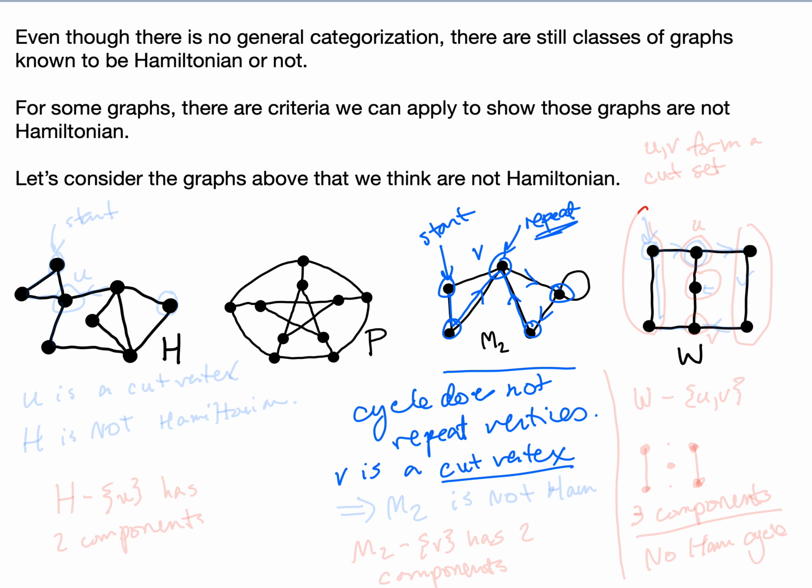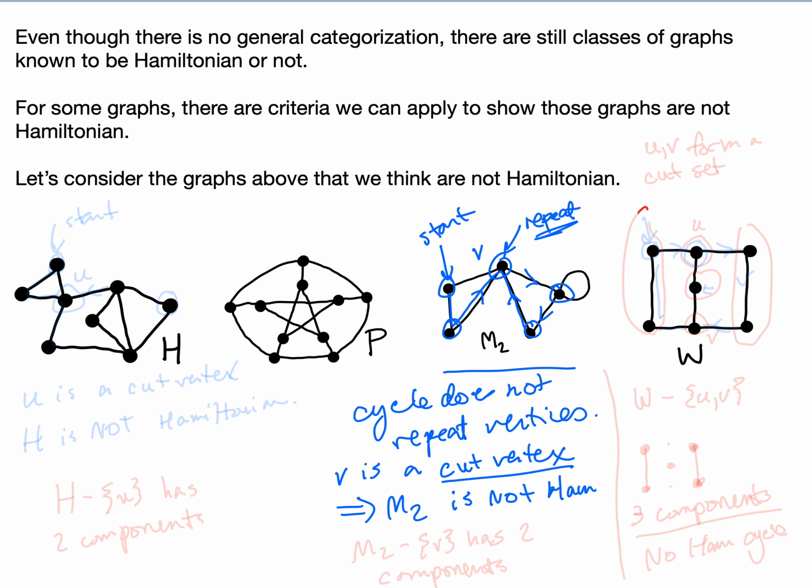And because the graph has a cut vertex, that means the graph M2, or really the multigraph M2, is not Hamiltonian. Anytime that we have a cut vertex, it will be the case that we cannot get from one side of the graph to the other and back without repeating that cut vertex.